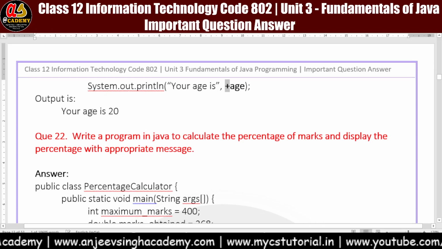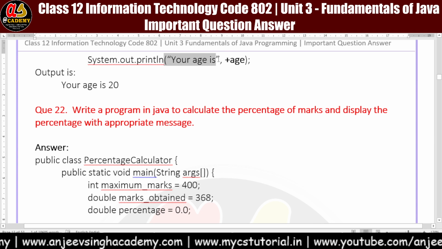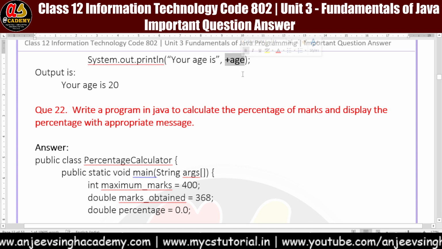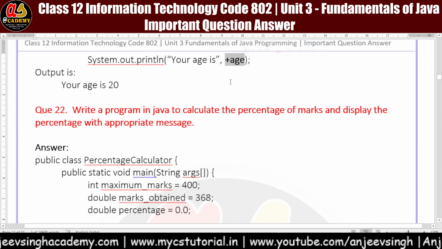Okay, is it clear to everyone? Okay, so your age is 20 because the first value is a string and the second value is an integer variable. So it is going to convert the integer into a string data type, and this is called typecasting.